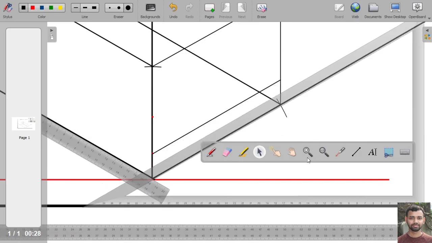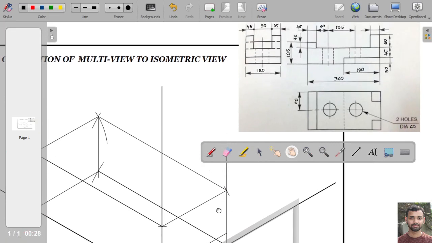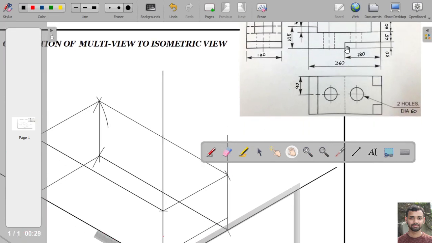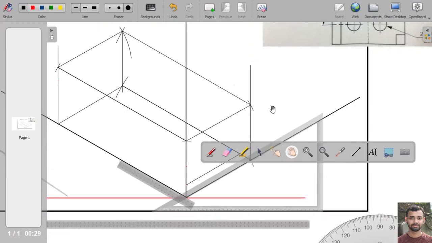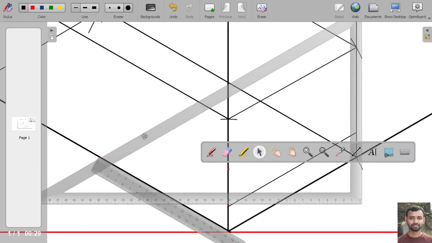Okay. So next is, similarly, the next step is we will draw this portion, this point. So if we draw this point, then this one is the point. Now if we draw it, we will get the point over here.